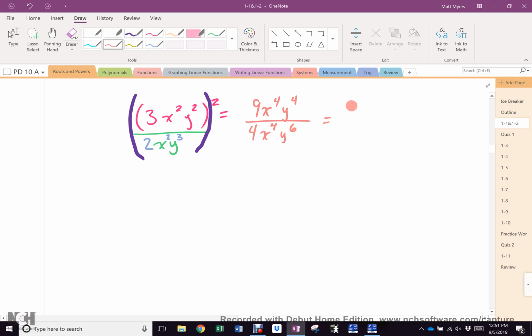So you cross out the x to the 4. Why? That would be a negative exponent. It would be the same thing, right? 1 over 1. So that's cool. Yes. Then what's this? That would be y to the power of negative 2. And what would you do with 9 and 4? You divide. Can't do anything because 9 and 4 doesn't simplify, right?